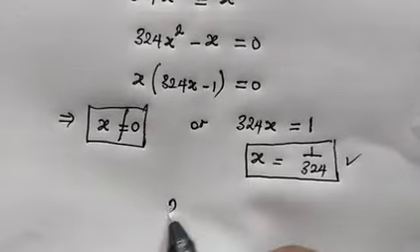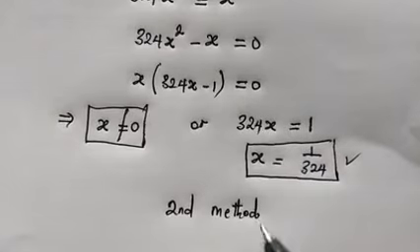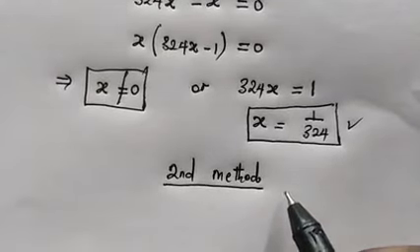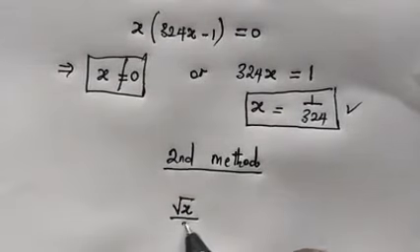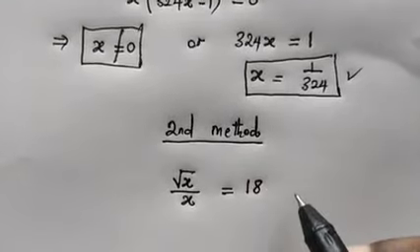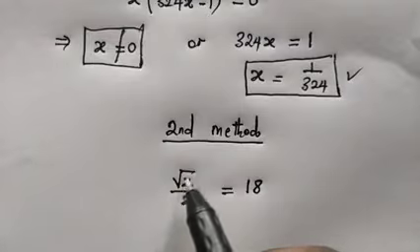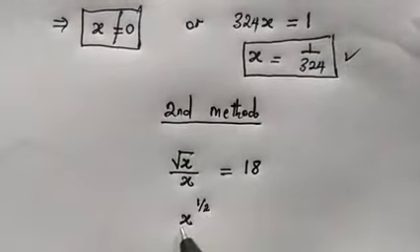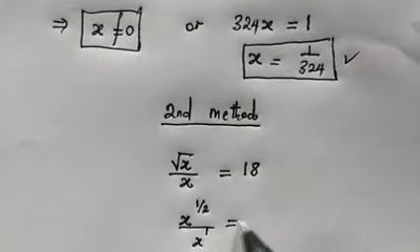So let's see the second method. For this second method, we're going to do the following. We have root of x divided by x, and this is equal to 18. Okay, let's take note of the following. Remember that root of x is simply x raised to the power of 1 over 2, right? Then divided by x to the power of 1, and this is equal to 18.